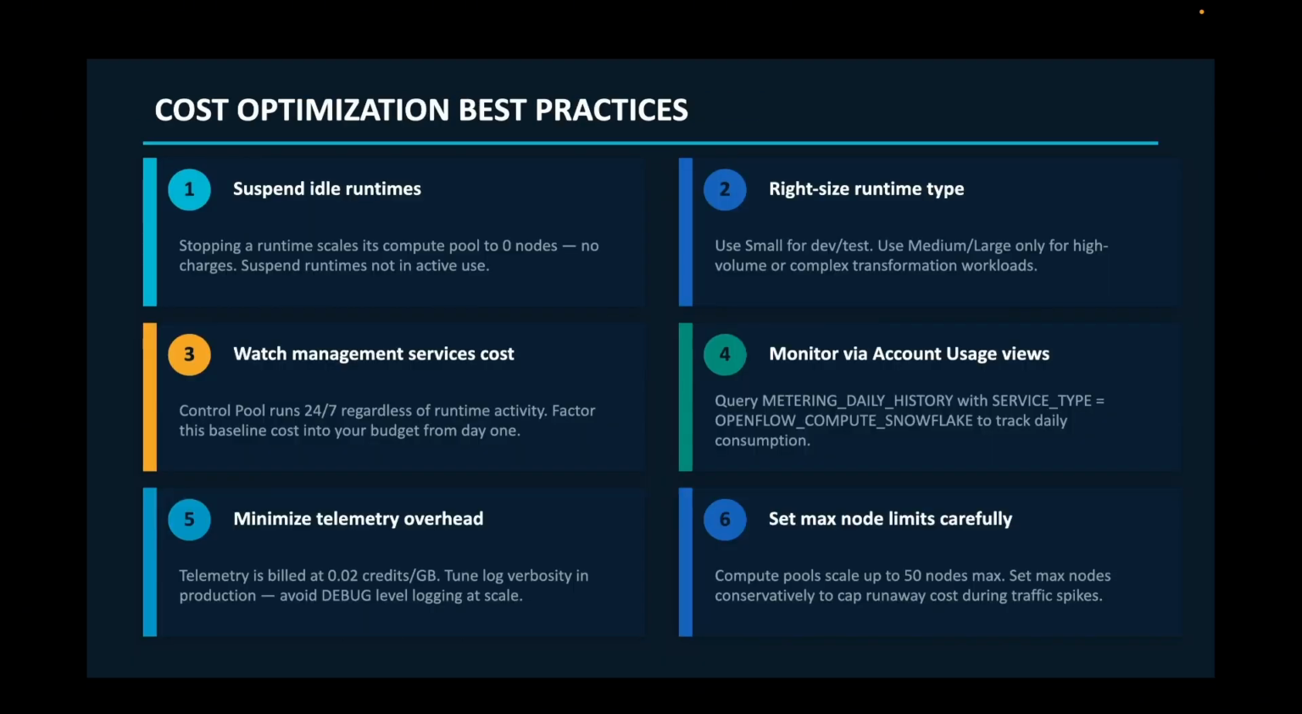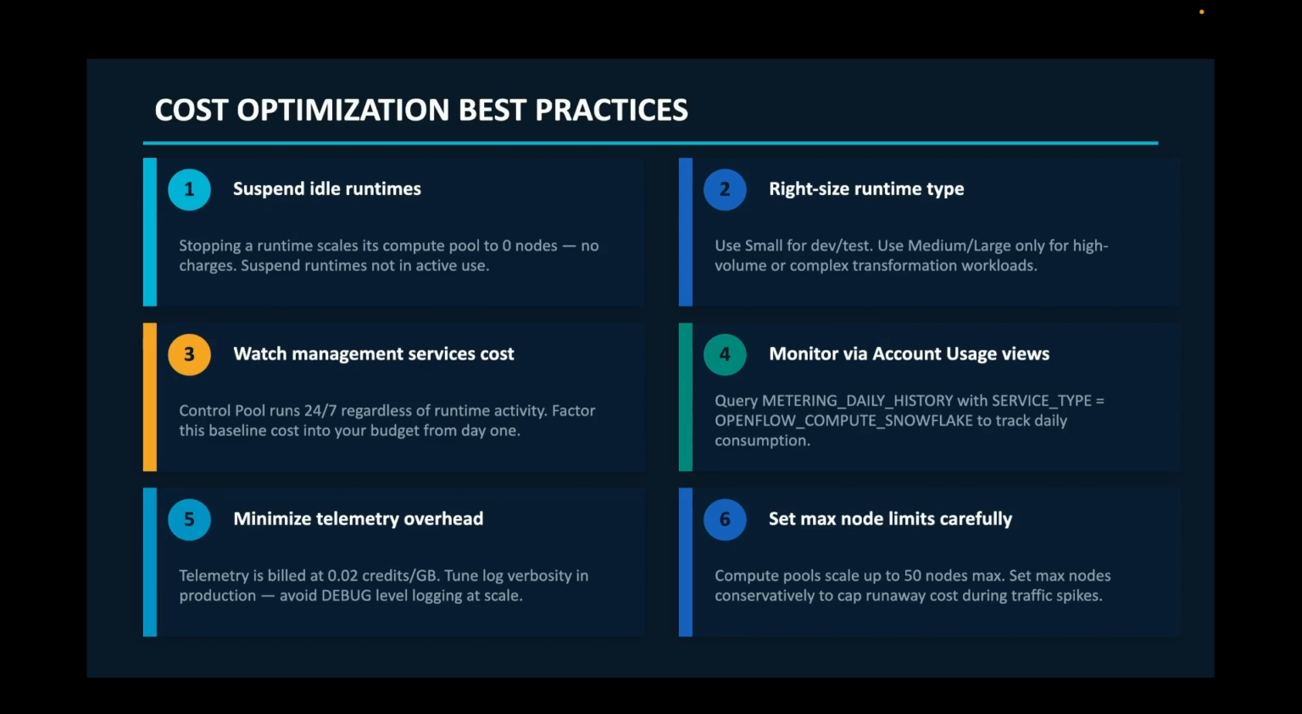And what are some best practices? How do you tackle overspending, or just spend in a conservative way? If you are not using your runtime, it is better to suspend those runtimes. Otherwise, if the runtime continues to run, it will continue to use the compute pool. When you suspend, the pool goes down to zero node size.